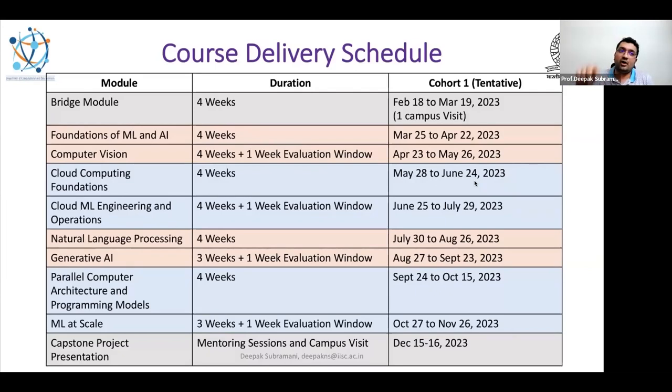So now you need to put all of these things together. You study parallel computer architectures, programming models, and figure out ML at scale: how to train using a GPU, how to put into production using GPU. All of these things you will study in the last two modules in the delivery flow. And finally, you have the capstone project presentation. The total course is about 9 to 10 months long, because there are a lot of breaks that come in between. There is a puja break and we have 1 week breaks in between, so it gets slightly extended over a period of time.